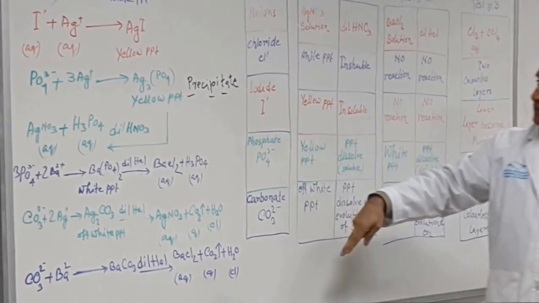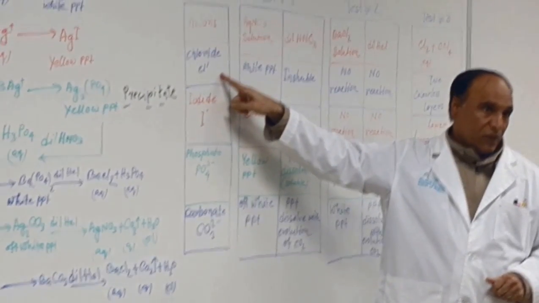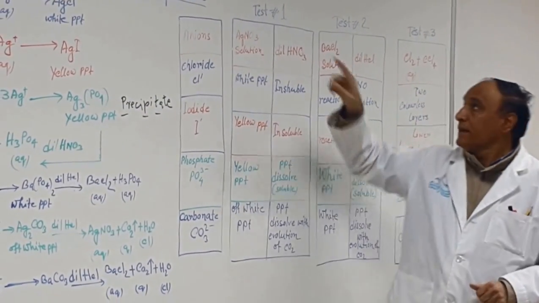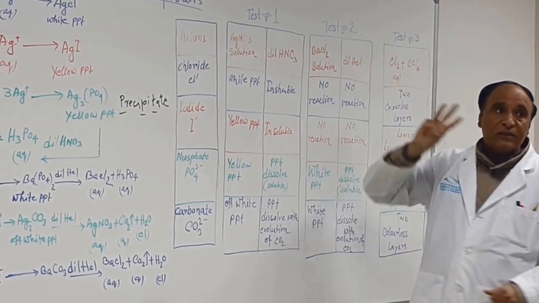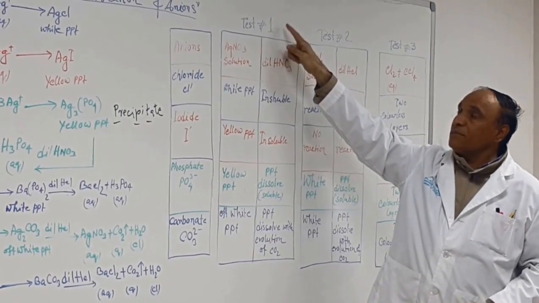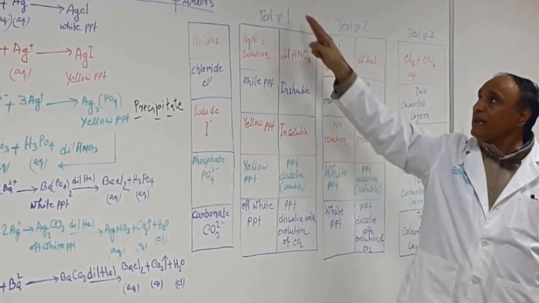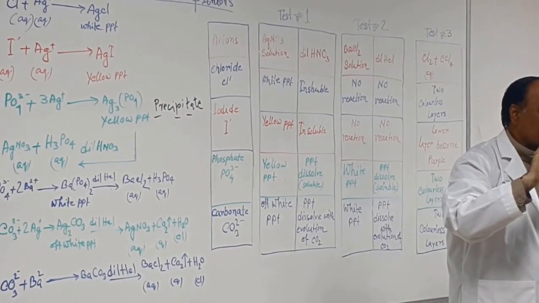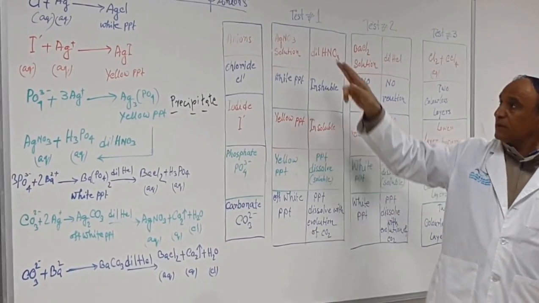For each of the anions, for example for chloride, you are going to do 3 tests. Test number 1, test number 2, and test number 3, in 3 test tubes. Every test, for example test number 1, has 2 parts. This is one test, but it has 2 parts. I will show you everything. I'm just explaining this one.